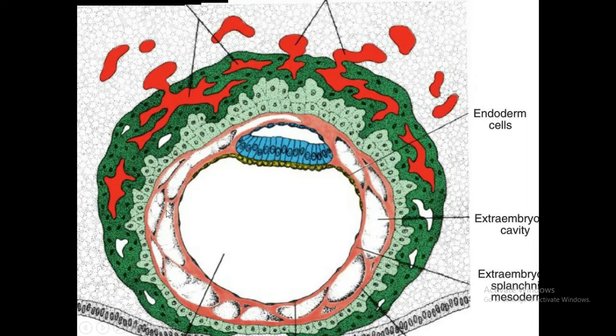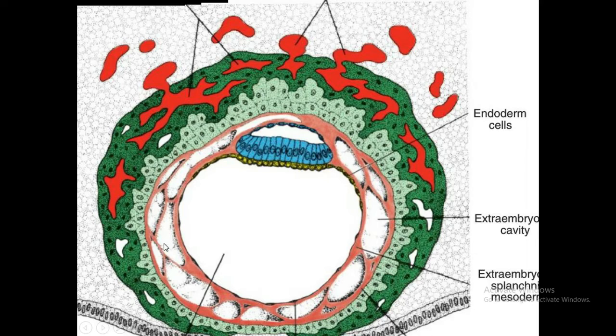Soon cavities appear in this mesodermal cell layer, and when these cavities fuse with each other, they form a single cavity. This is known as the extraembryonic coelom or chorionic cavity. So within the extraembryonic mesoderm, large cavities soon appear, and this is known as the chorionic cavity or extraembryonic cavity.